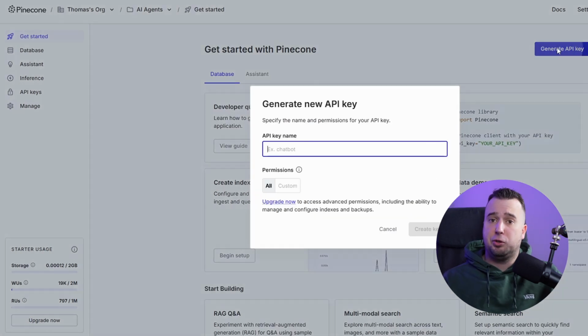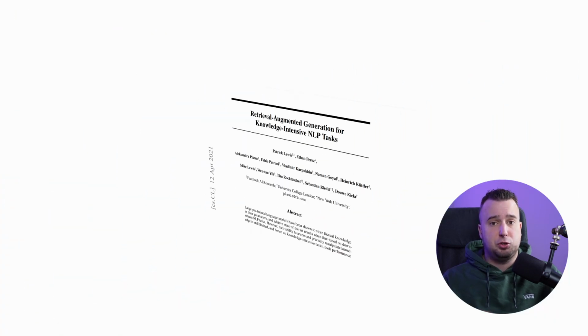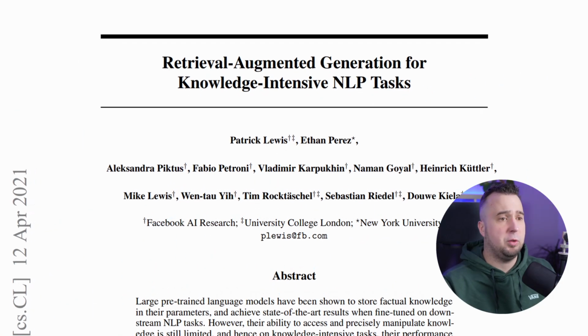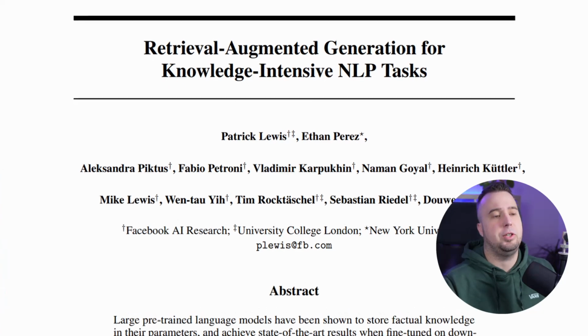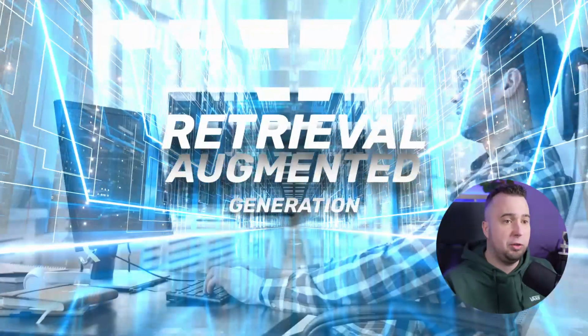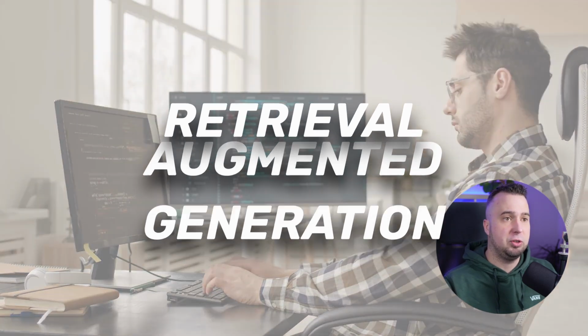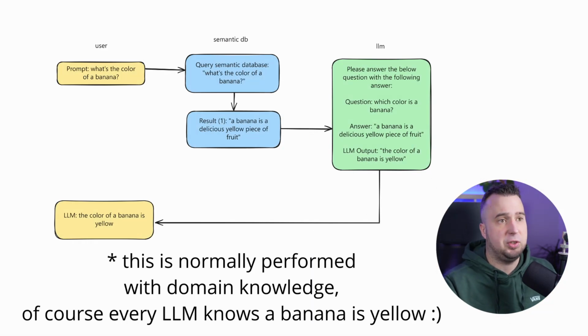Before we dive into the code, I want to take a moment to explain what RAG actually is and why it is so popular. The concept of RAG was first introduced in this paper in 2021. I'm going to assume that most of you know how expensive and how complex it is to train your own large language model or even to fine-tune it. That is exactly why RAG was introduced. So I'm going to explain RAG with a very simple example.